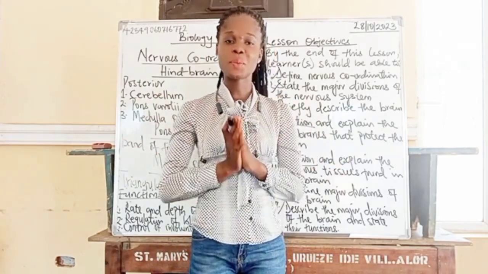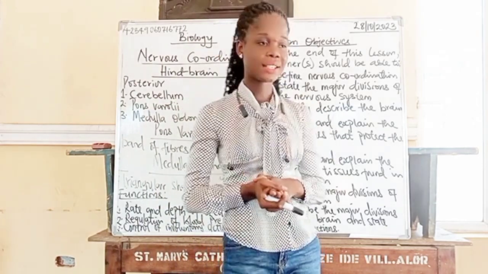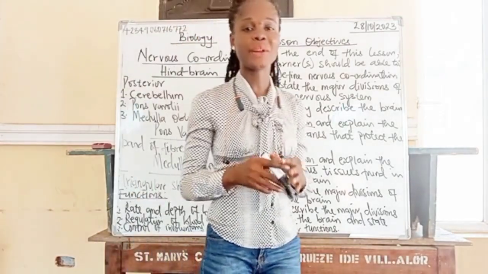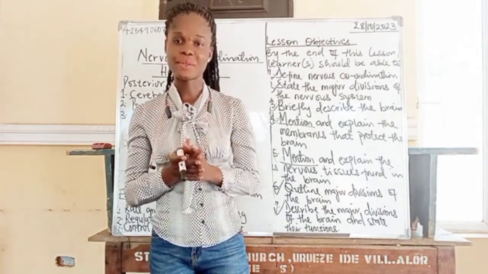With this, we have come to the end of today's lesson. For your assignment, you are expected to state the major divisions of the peripheral nervous system.